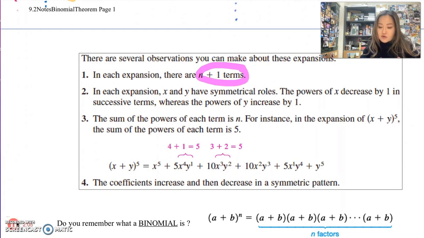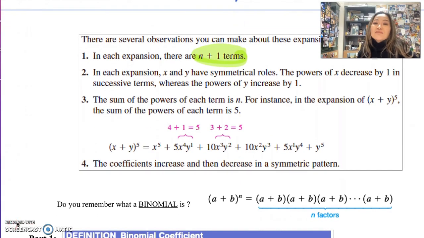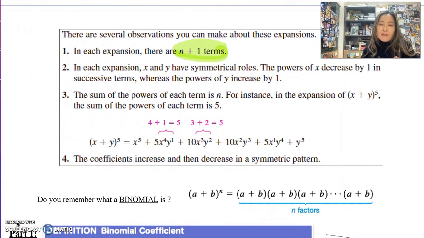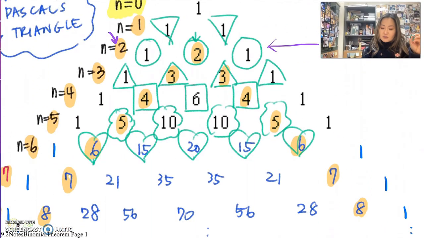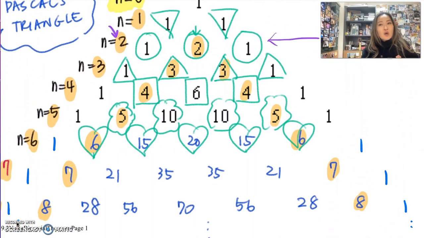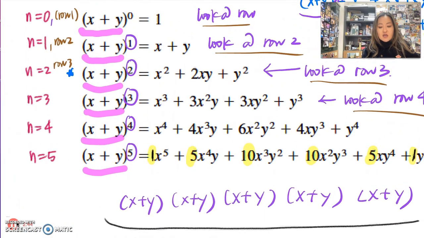You already noticed that though, so you're a superstar. Sorry about that. In each expansion, x and y have symmetrical roles, and we just talked about that too. The powers of x decrease by 1 in successive terms, whereas the powers of y increase by 1. Now, we're going to see more examples of this as we do a solid example, okay? The sum of the powers of each term is n. This is specifically talking about the binomial expansion, right? Not so much the Pascal's triangle. The Pascal's triangle is just really the coefficients. So we're talking about the expansion.